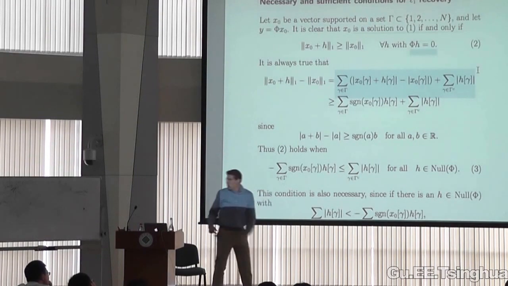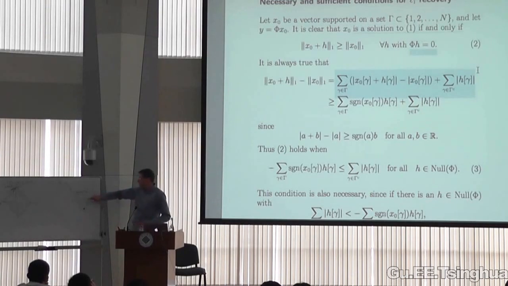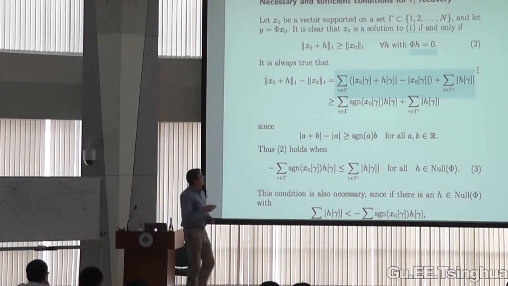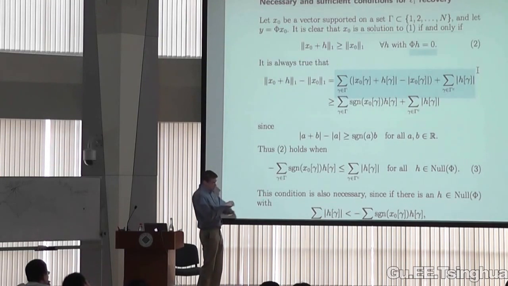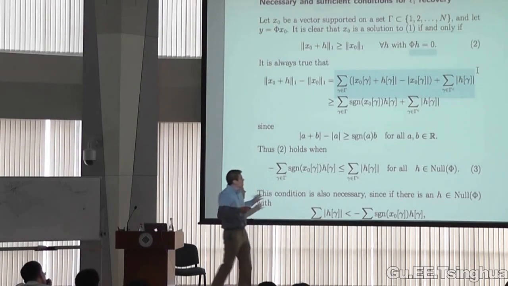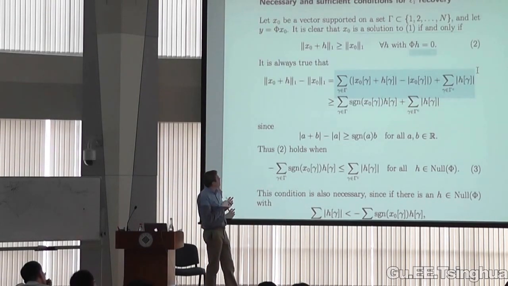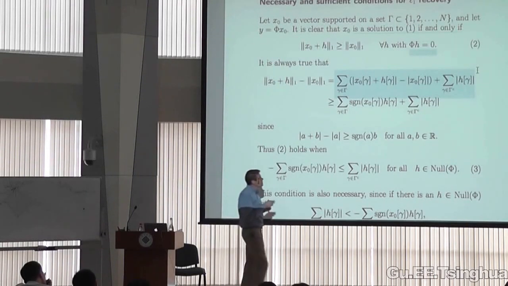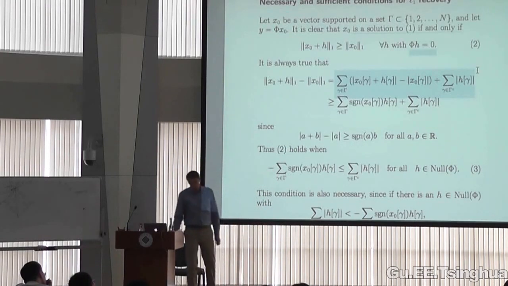X naught is non-zero only on gamma. What does that mean? It means I can break this difference into two different sums. One is a sum over the support gamma, where both x naught and h are involved. The other part is on the complement of gamma, everything where x is exactly equal to 0. There, all we have is the contribution of the sum of the magnitudes of h. All we've done here is replace this by definition.